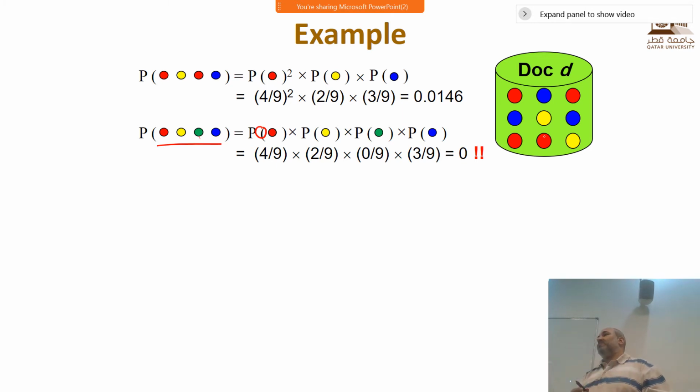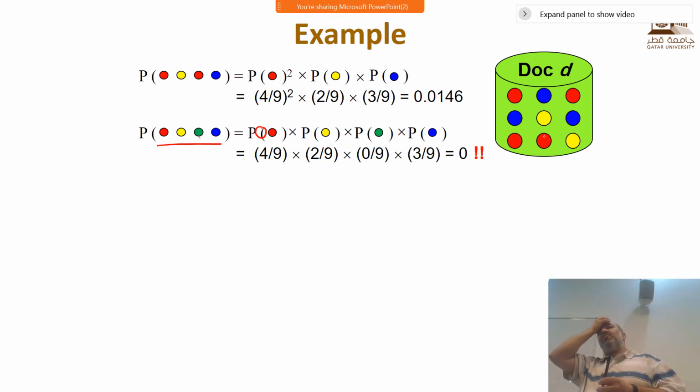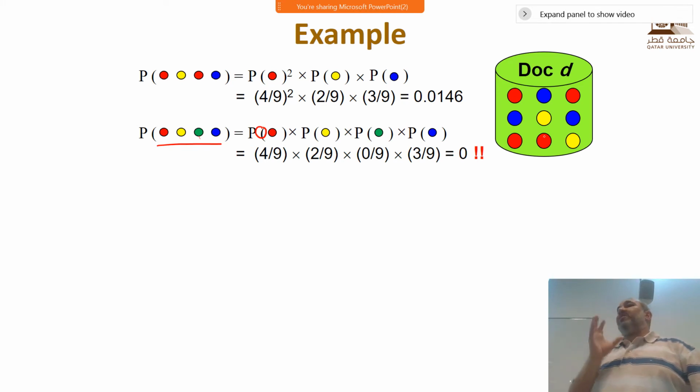Why did we get this 0? It looks like we don't want that 0, right? We would be okay with a small probability, but not 0. Maybe you can think of it that way. But why did we get 0 in the first place? There must be something wrong somewhere, maybe a wrong assumption that led us to get that 0. What is the meaning of the 0 here?